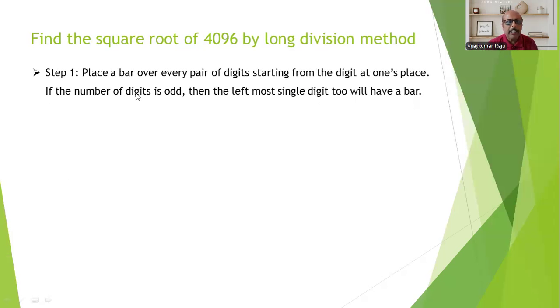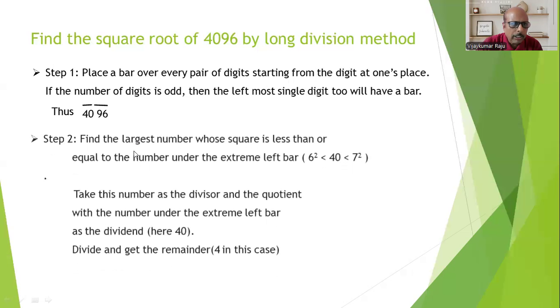Place a bar over every pair of digits starting from the digit at the extreme one's place. If the number of digits is odd, then the leftmost single digit will have a bar. That should be the condition. Now writing the whole thing so that you don't forget. So what is our number? 4096. You should put a bar over this, and this is the second bar. So you'll get one bar here, one bar here. So you're getting two pairs of numbers. Getting it? Now, next step.